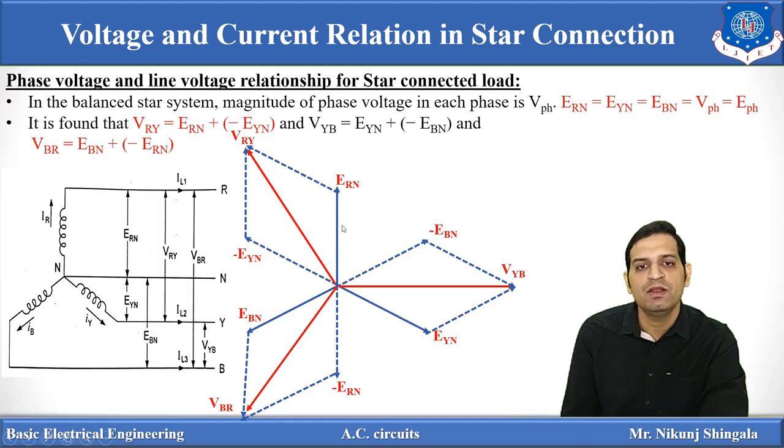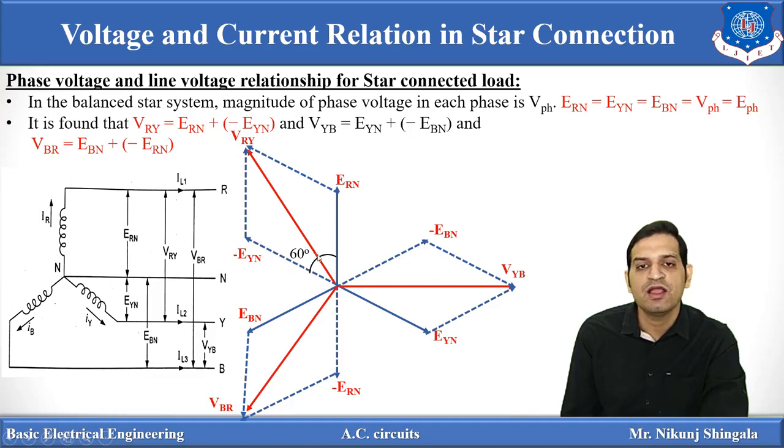As I told you, this angle will be 120 degrees between E_BN and E_RN, but the angle between minus E_YN and E_RN will be 60 degrees. So this angle will be 60 degrees. Now as this is a parallelogram, the diagonal will also bisect the angle between E_YN minus E_YN and E_RN.